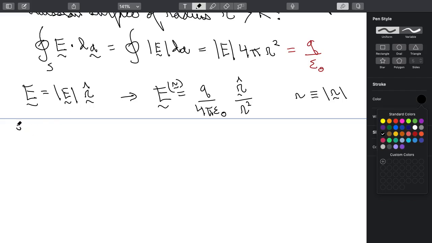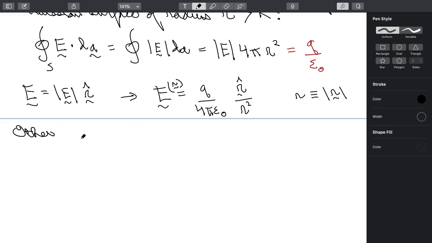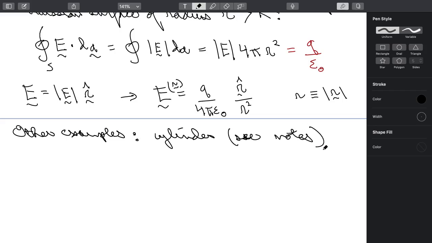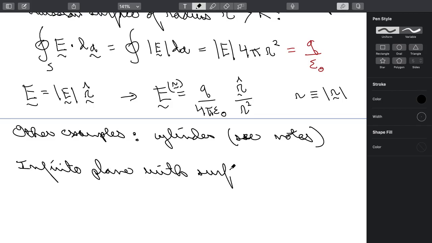Okay, so other examples here, if you have no questions. Cylinder, see notes. Okay. Then let's do the example of the infinite plane with surface charge density sigma.